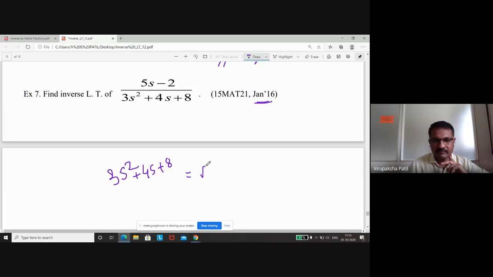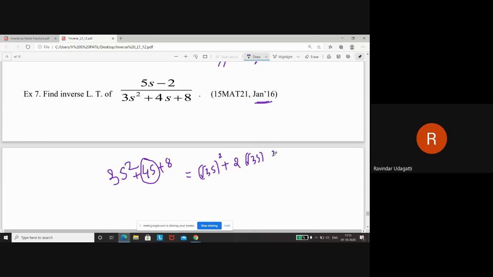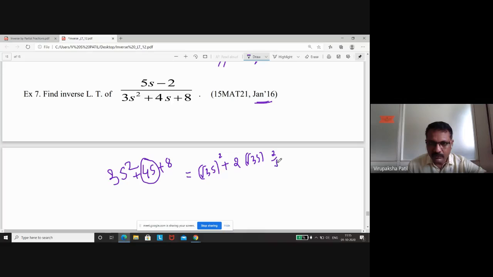So that becomes root 3 s whole square, plus what you want, 2ab, isn't it? In place of that, what do you have here? You have 4s. So 4s you want. In 2ab, the a value is already there. What is that a value? Root 3. So what should the b value be? 2 by root 3. If you take this, then root 3 will get cancelled and you will get 4s.